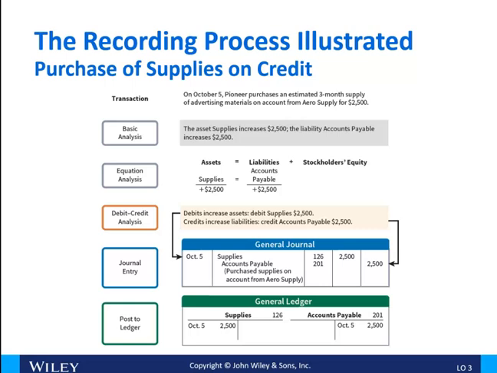Purchase of supplies on credit. They purchase an estimated 3-month supply of advertising materials on account from Arrow Supply for $2,500. The asset supplies increases $2,500. The liability accounts payable increases $2,500. Increase assets, increase supplies, it's a debit. Increase the liability accounts payable, that's a credit. We can do our journal entry and then post it to the ledger.